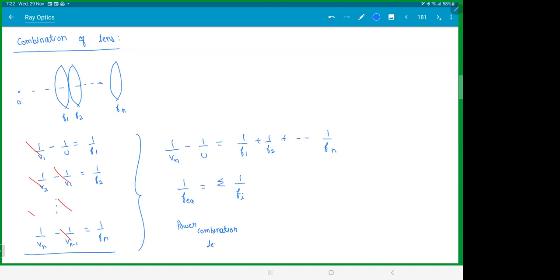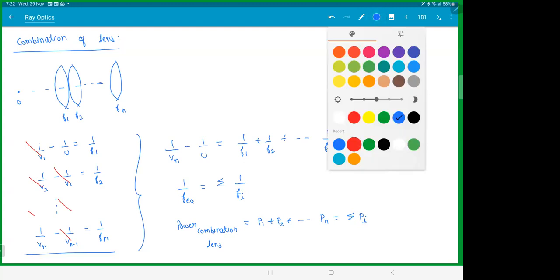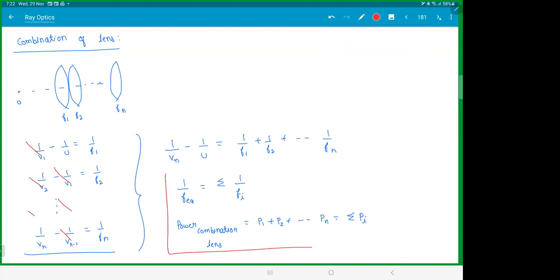And the whole thing will behave like a lens, simply power of the first lens, power of the second lens, and so on. Sigma P_i. So if you have multiple lenses, you can just add the power. Remember, you can't add the focal length, you have to add the power.